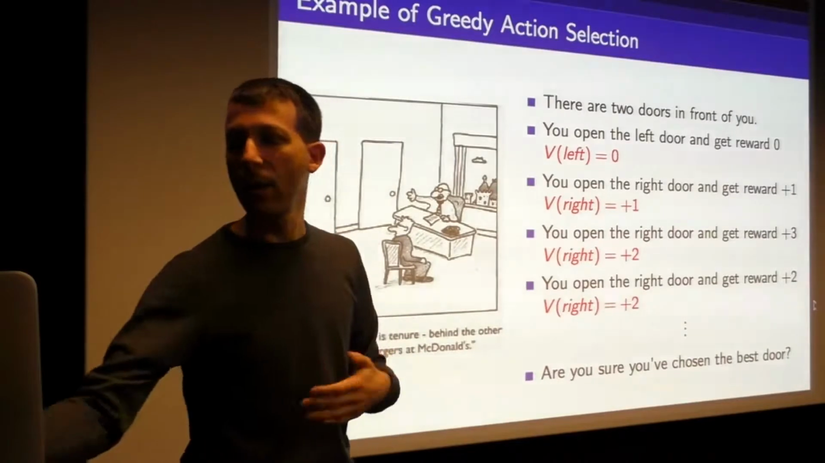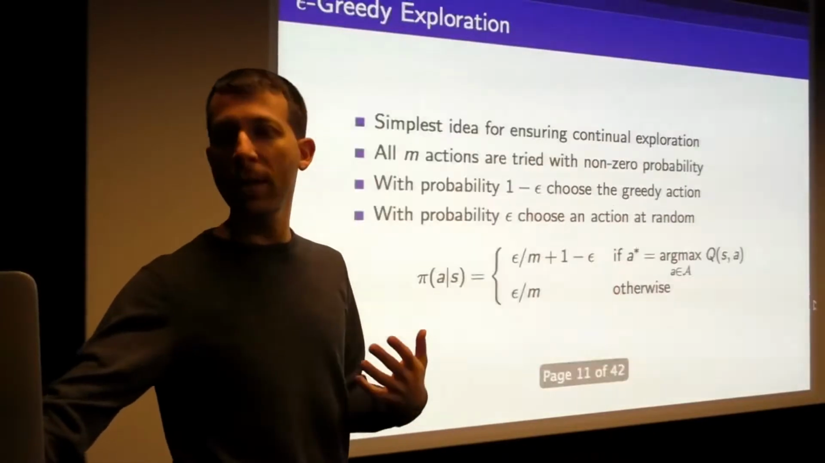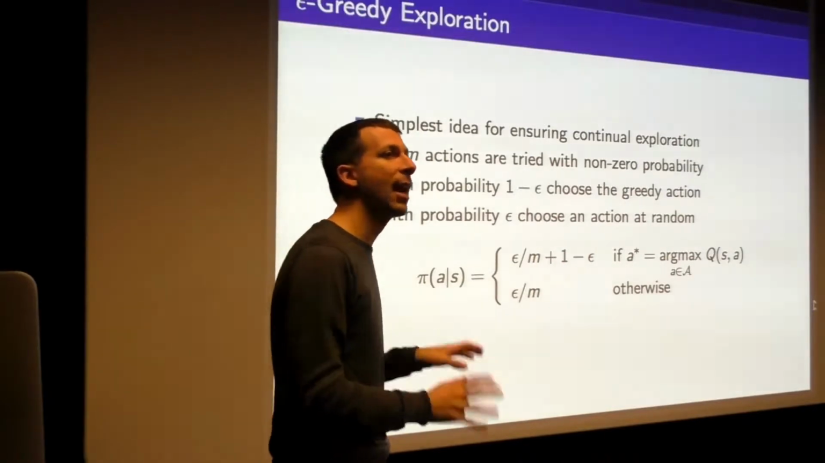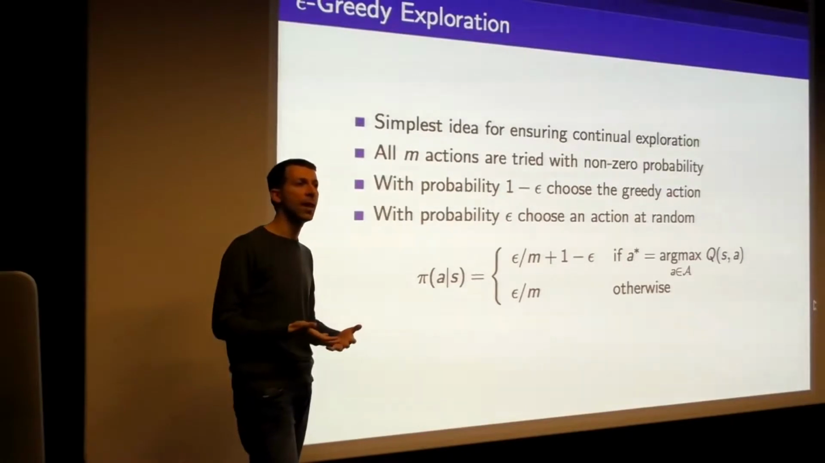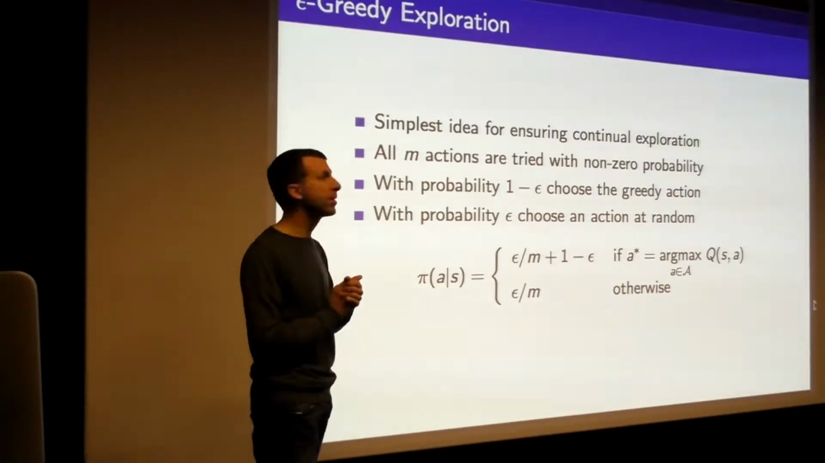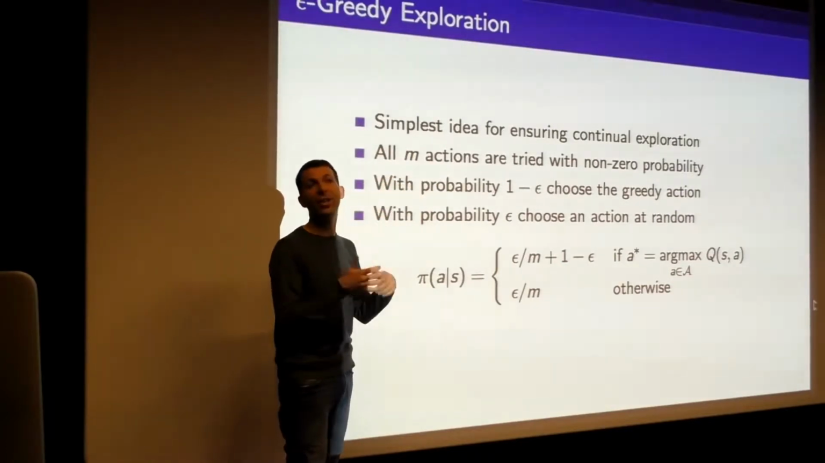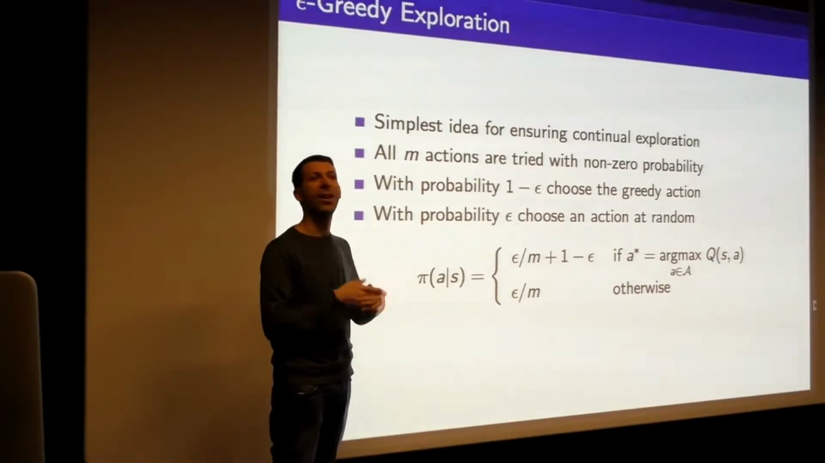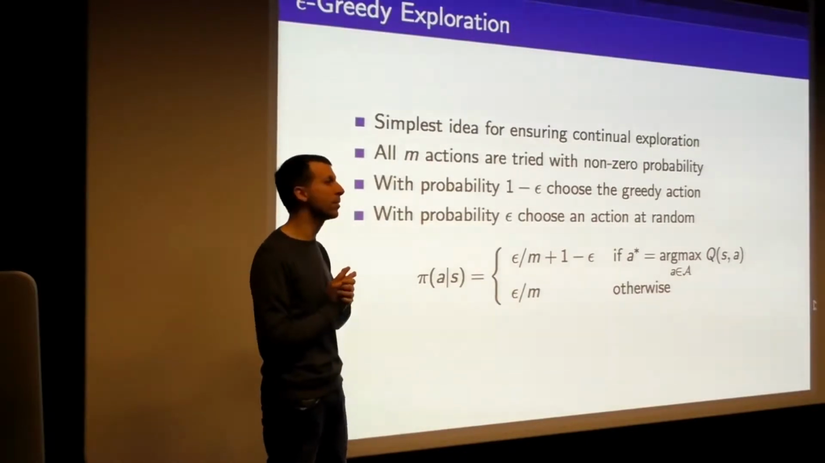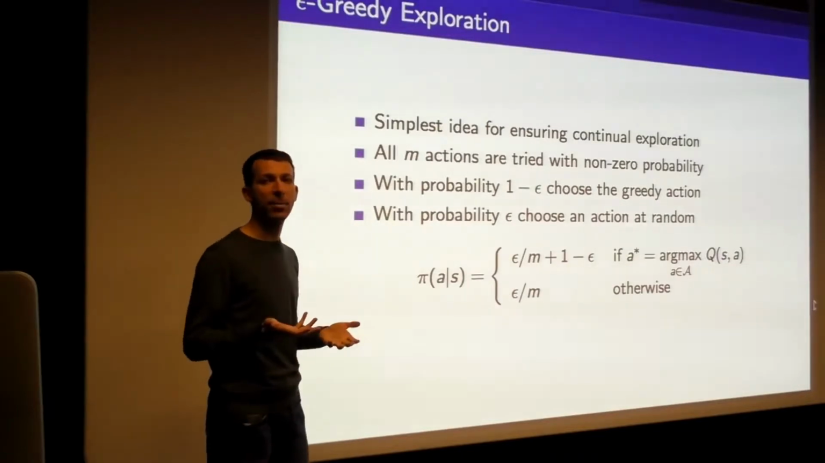So how do we do that? How do we make sure that we carry on? Well, there's going to be a whole lecture on this, but we're going to start with the simplest possible way to guarantee that you continue to visit all states and all actions infinitely often. This is the simplest idea for ensuring continual exploration. It's actually surprisingly hard to do better than this simple idea, although there are lots of much more sophisticated algorithms. And the simplest idea is what's called epsilon greedy exploration.